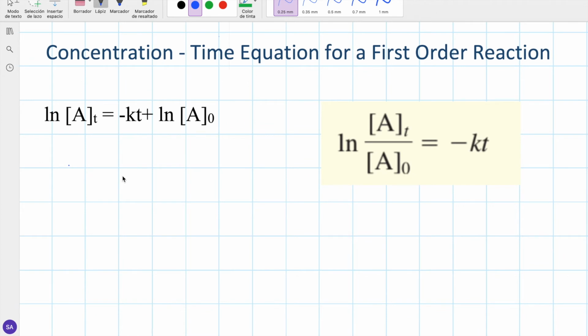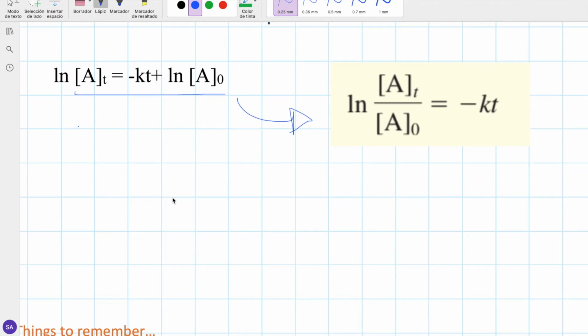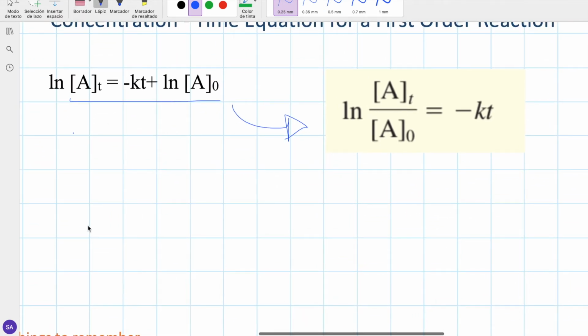Here we have our concentration time equation for the first order reaction. As we can see, we have 2 different formulas, but actually they are the same. A formula can be written in different ways because of different properties, especially with natural logarithms. This one is given in your workbook and this one was given on the table. So let's see how the formula that was given in our workbook can look like this one.